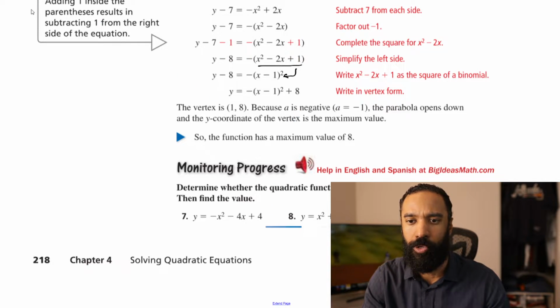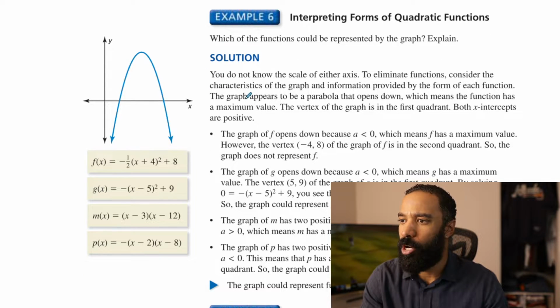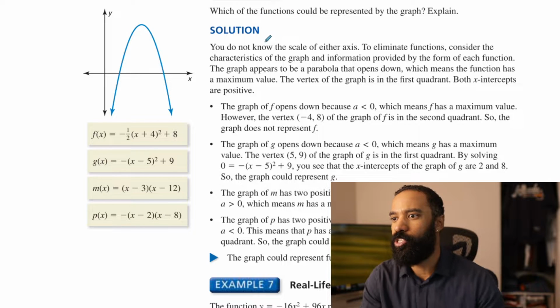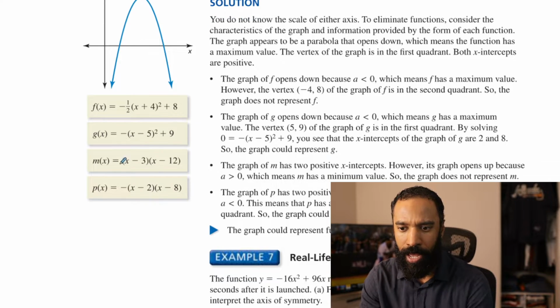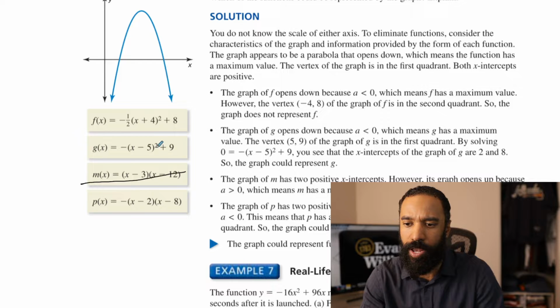A couple more down there. We're going to do our own examples, of course. Interpreting forms of quadratic functions. Let's see what they're going to talk about here. Which of the functions could be represented by the graph? I know this can't because no positive stretch factor.